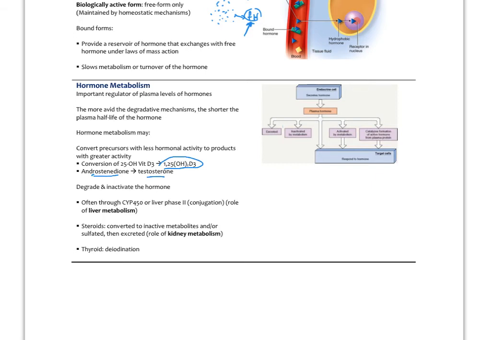Thyroid hormones are deiodinated. You take the iodine off of them and that inactivates them. And there are enzymes that do that. All right, so hormone metabolism is also going to be the end stage of what regulates the different hormone levels in the blood.